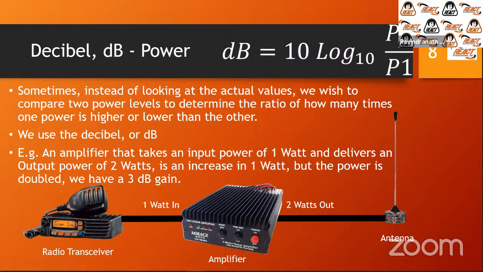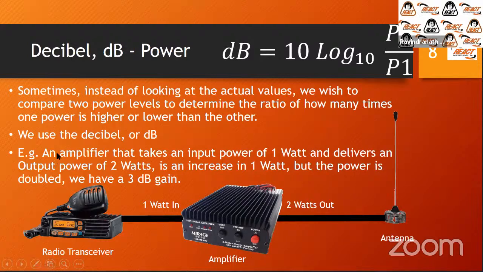Notice that 1 and 2, and 10 and 20, and 1,000 and 2,000, those are quite different values. But in all three cases, we could say the second value was twice the first value. Interesting. So sometimes we use the decibel to show that relationship, especially when we are dealing with power levels.